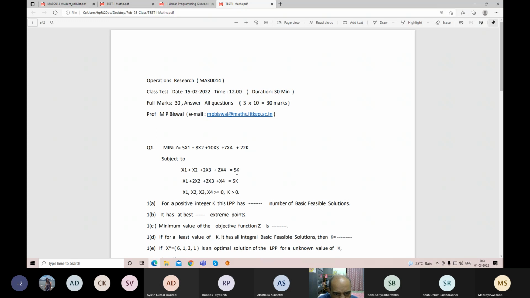Anybody has answered? How many basic feasible solutions are there? How many? 5. Yes, 5, because one of them is infeasible. The rest of them you can solve. 5 basic feasible solutions are there.